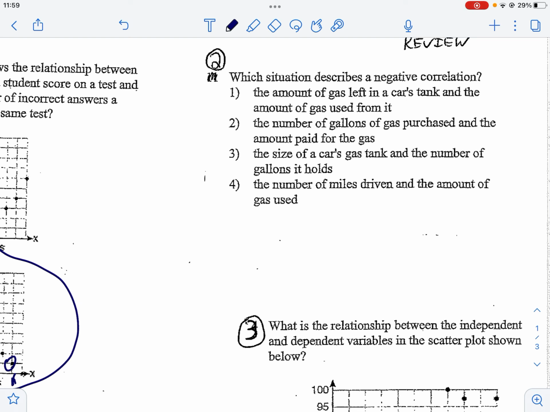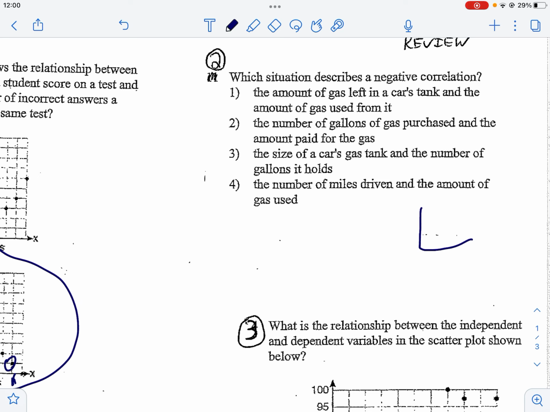So the amount of gas left in a car's tank and the amount of gas used in it. The number of gallons purchased and the amount paid. The tank size and the number of gallons it holds. Number of miles driven, and the amount of gas used. So we'll start with the last one.